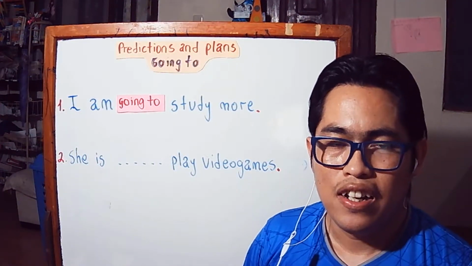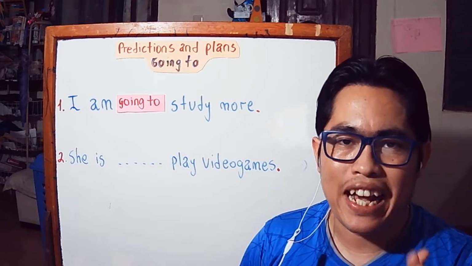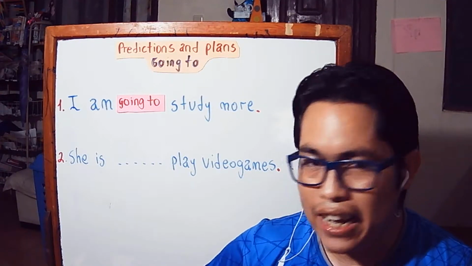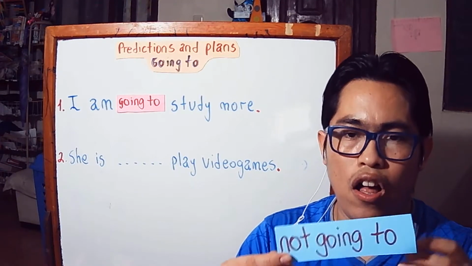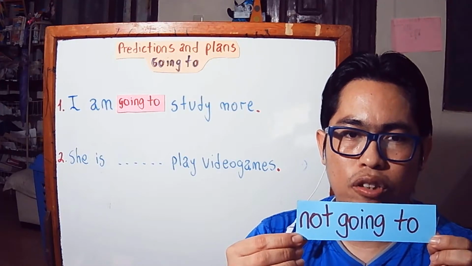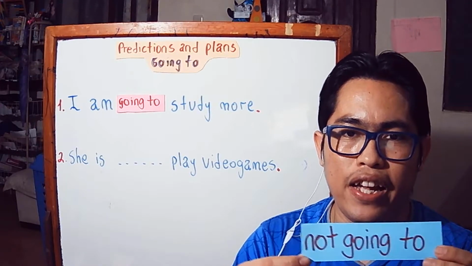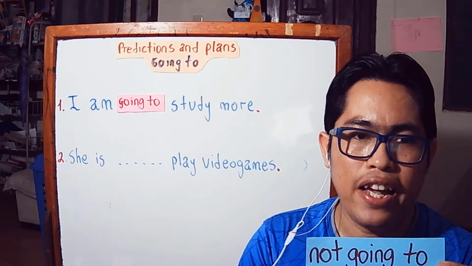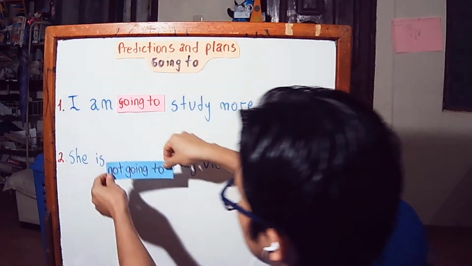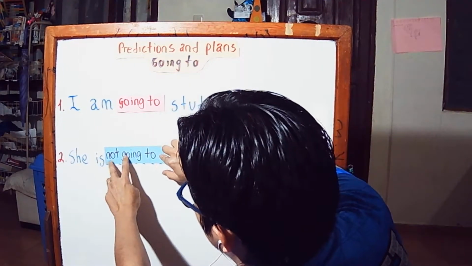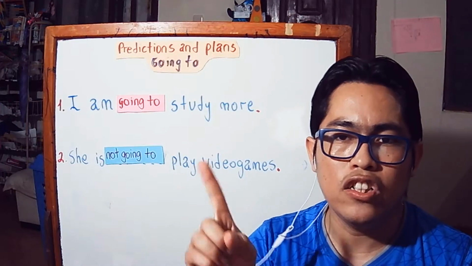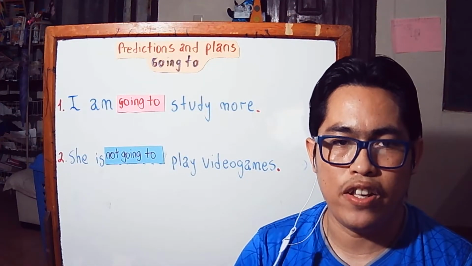That's it. I am going to study more. Very good. Now also I can use the negative form, right? For the negative, we use not going to. So simple. So for example, in the number two sentence, it says, she is not going to play video games.